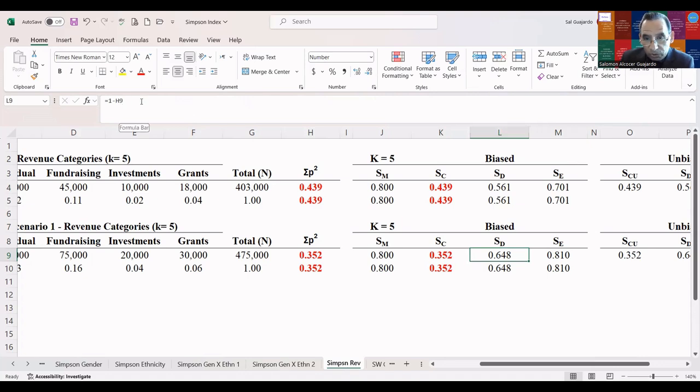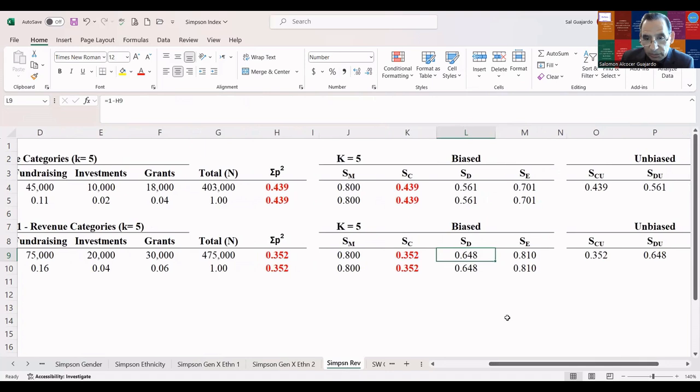The new diversity score is going to be 0.35, subtract that from 1. That's going to be 0.648. So now under revenue scenario 1, there's a 64% chance that the revenue are going to come from a different revenue source.